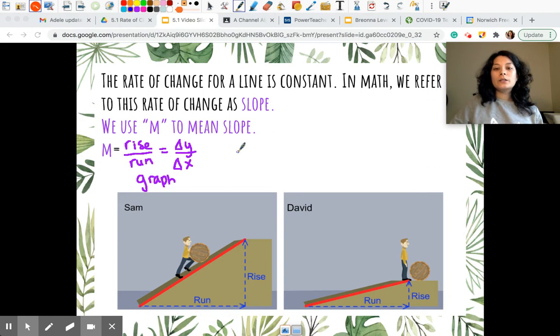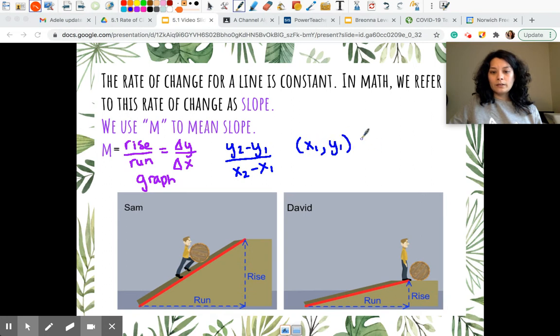The next formula is more helpful when instead of looking at a graph, you're given 2 ordered pairs. You can also use this formula if you're looking at a graph as well. You would just need to state what the ordered pairs are. It's going to be y2 minus y1 divided by x2 minus x1. And these are for 2 ordered pairs, x1 comma y1 and x2 comma y2. So again, it's your change in your y, your change in your dependent variable, divided by your change in your independent variable.